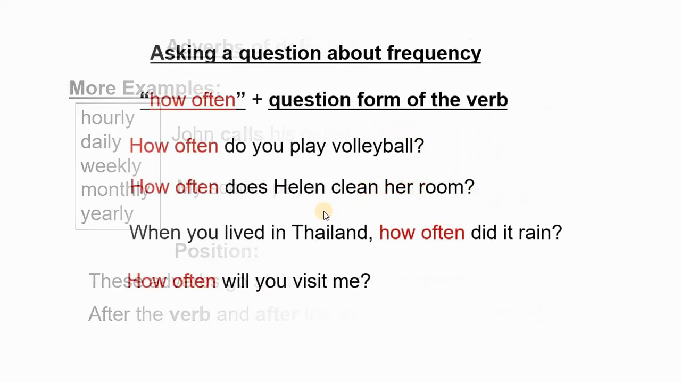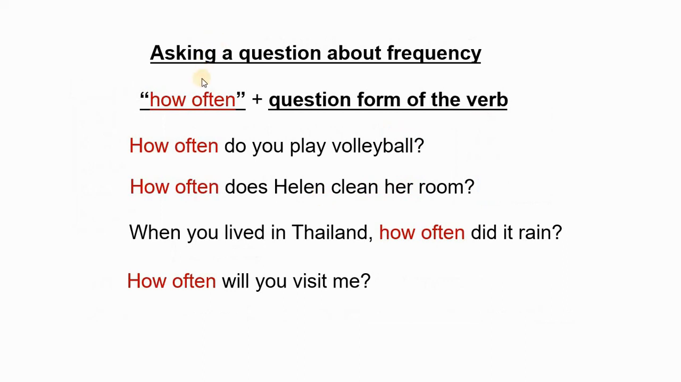So how do we ask a question about frequency? Well, we use a structure, how often, followed by the question form of the verb. Example, how often do you play volleyball? So we have how often, and this is simply the question form of the verb. And here it says the present simple tense, but it could be another tense if we want to.